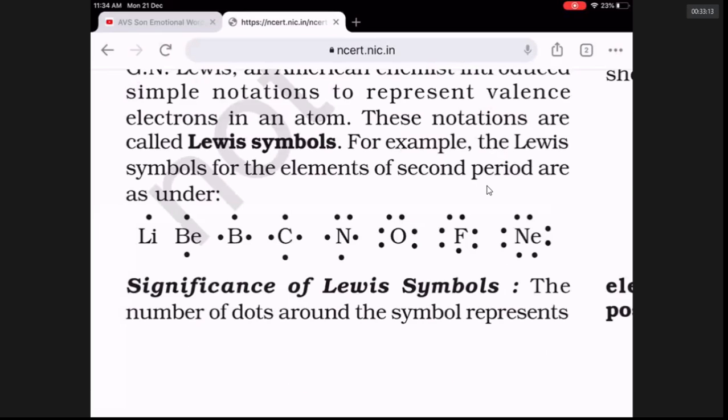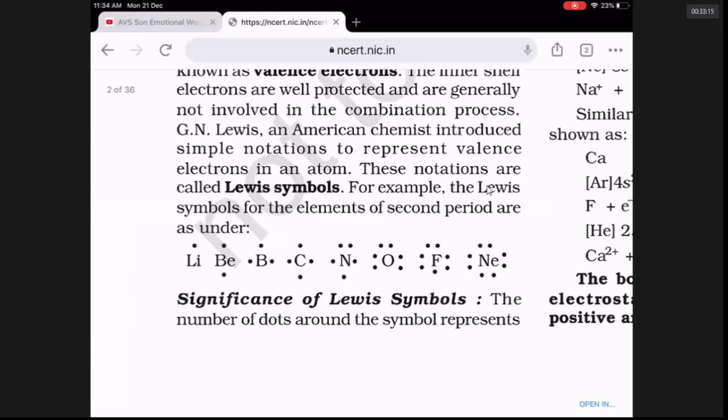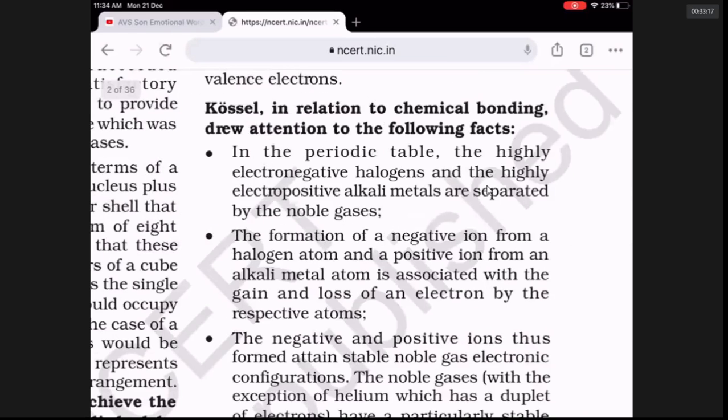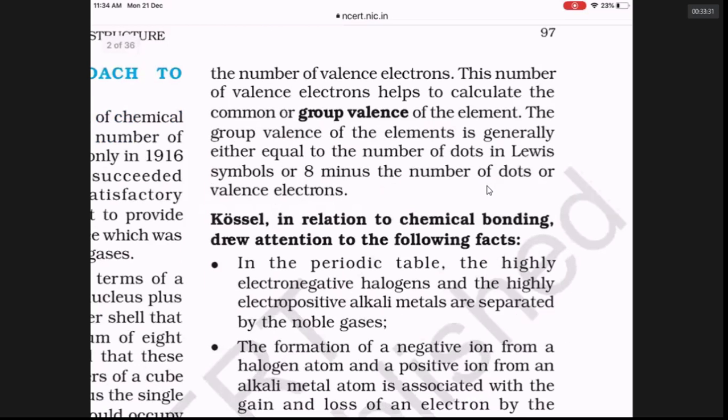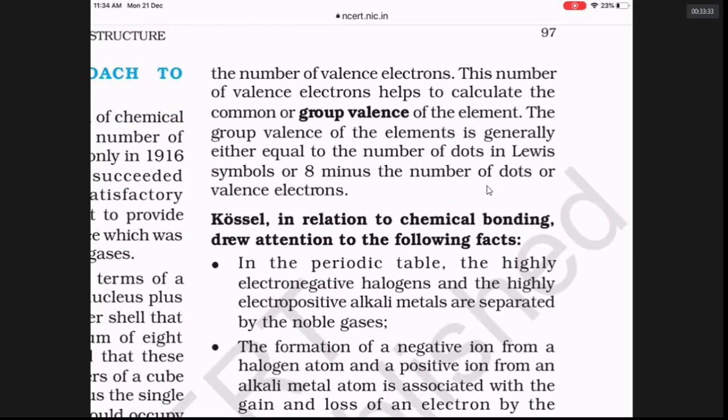So Lewis symbols represent how many valence electrons an atom has. Now, are we very clear about it? The number of electrons an atom has in the outer level is called its valency or group valency.